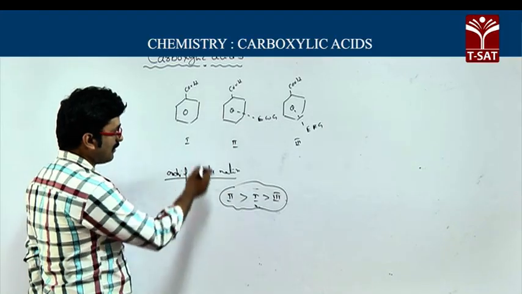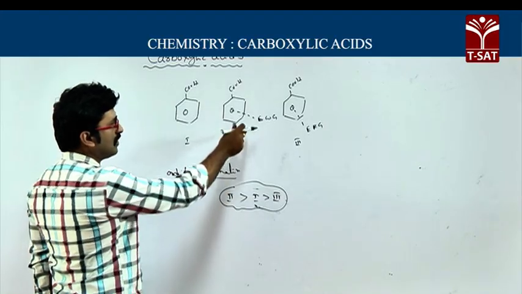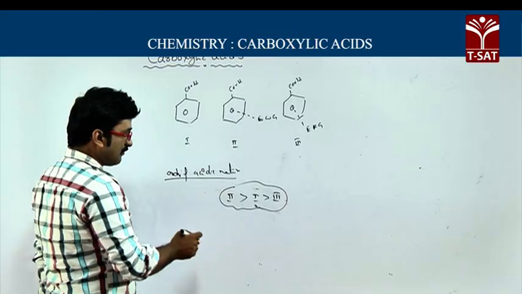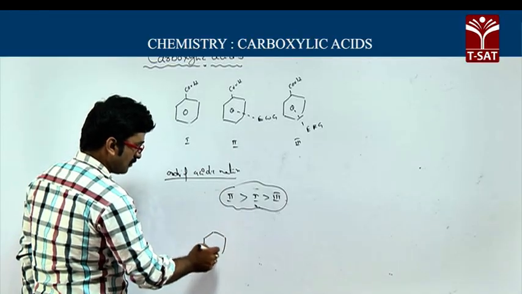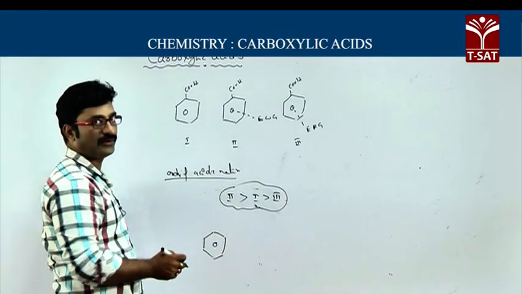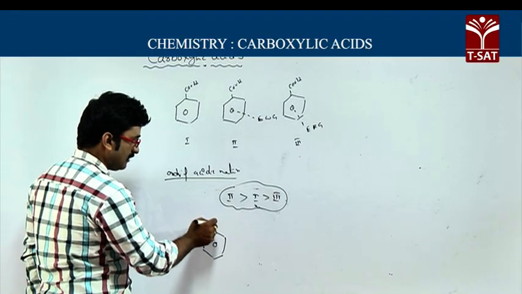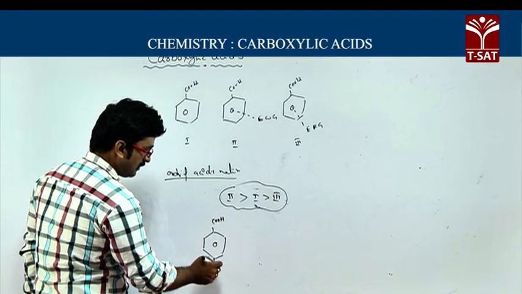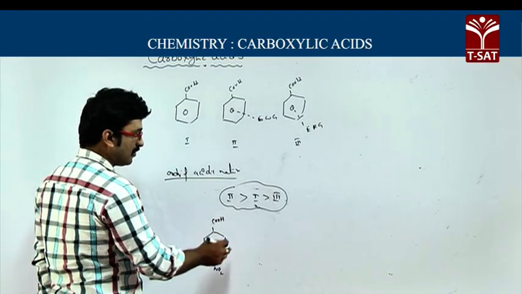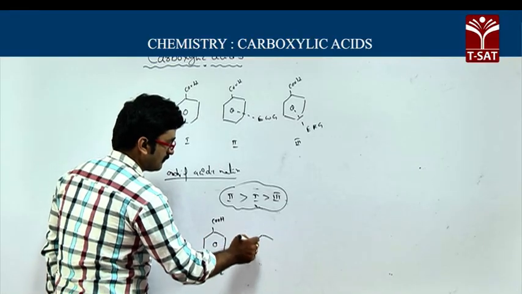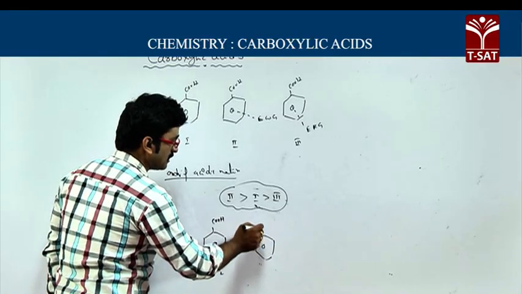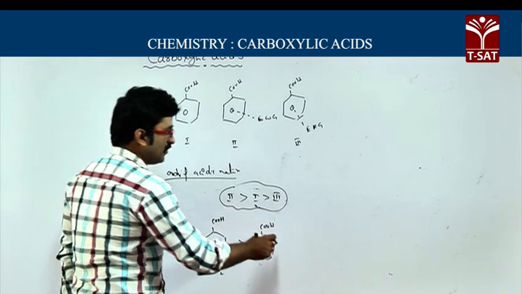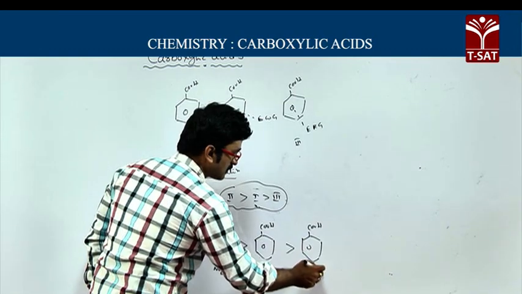We'll take an example for this. Benzoic acid having an electron withdrawing group, that is NO2. NO2 is an electron withdrawing group. COOH, and it is NO2. This is more acidic than benzoic acid, and which is more acidic than methoxy.